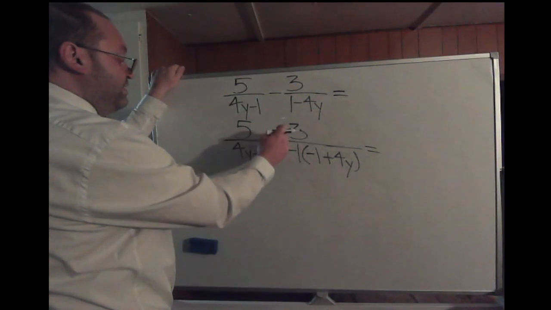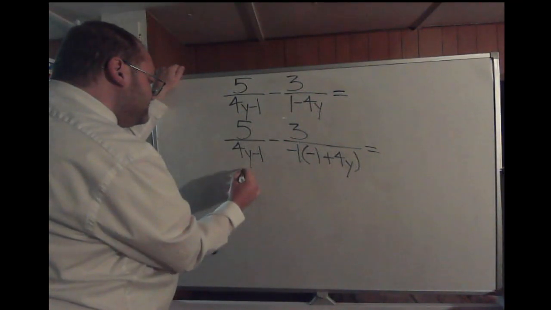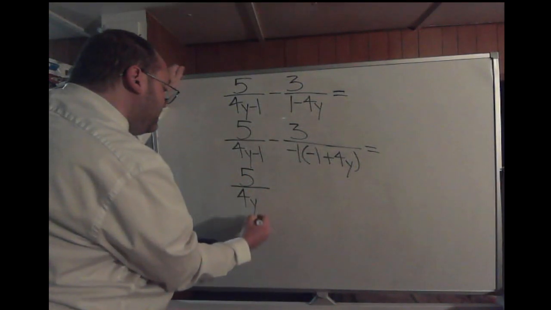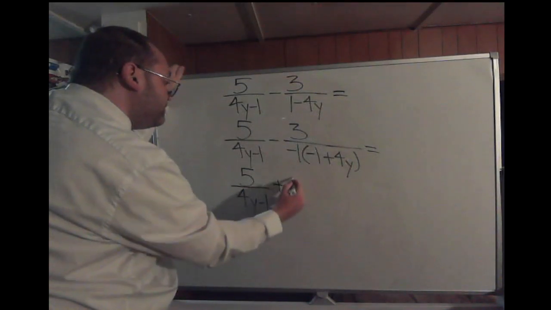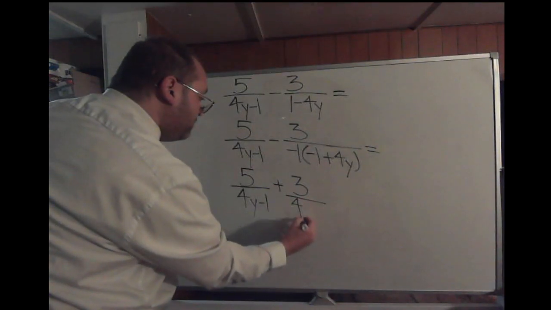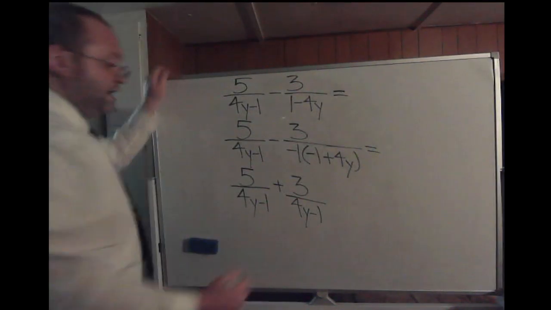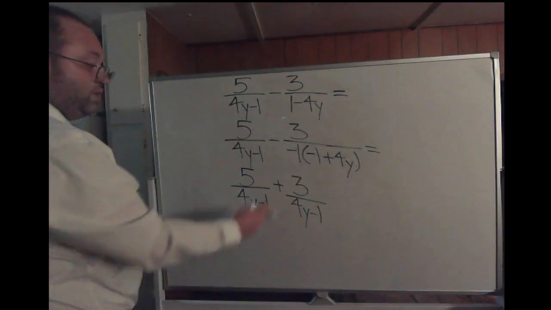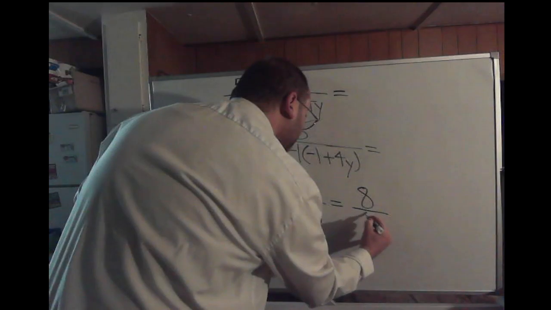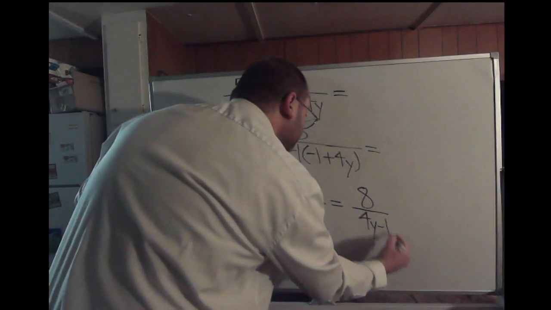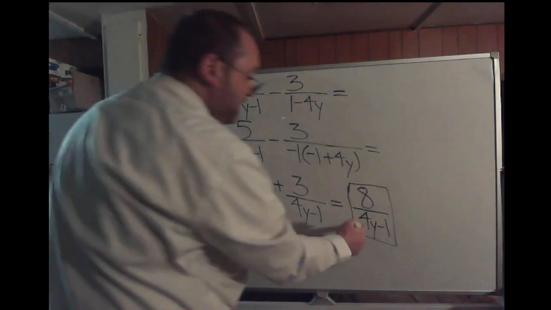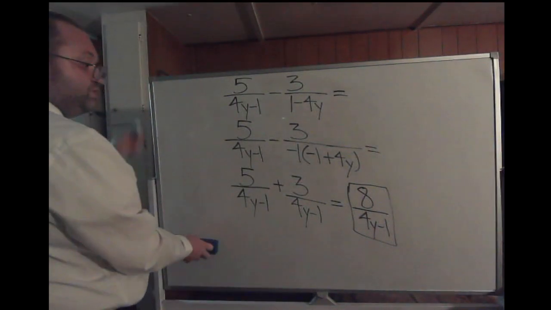If you put the negative up here, that would actually turn it into a positive 3 in the numerator. You would end up having 5 over 4y minus 1 plus 3 all over, well, negative 1 plus 4y, that's 4y minus 1. You now have the same denominator. You can go ahead and add these. 5 plus 3, well, that's 8 all over 4y minus 1. So your final answer should be 8 over 4y minus 1, and there's really nothing else we can do with that.